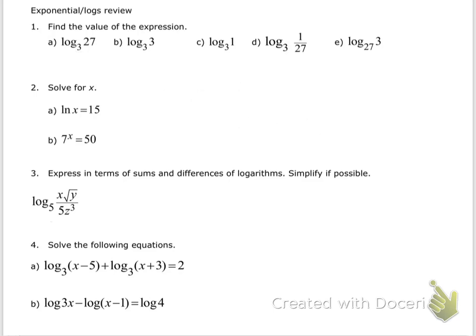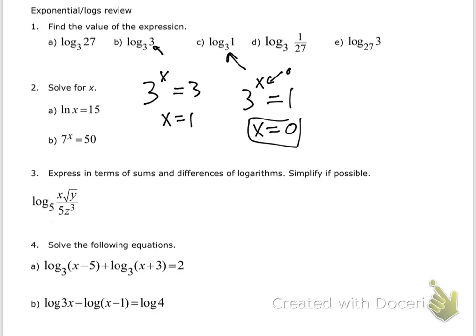Okay, the next one. We can think of, again, base 3 to what exponent will give me this 3? Well, of course, that's x equals 1. Okay? How about this one? Base of 3 with what exponent will give me 1? Well, anything to the power 0 will give you 1. Okay, so x equals 0.